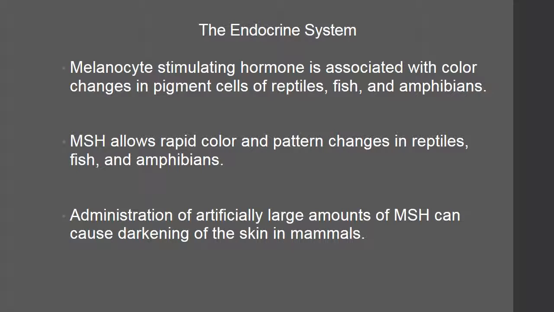Melanocyte stimulating hormone is associated with color changes in the pigment of reptiles, fish, and amphibians. And since most of our patients don't change colors that much, or produce really bright colors, you don't see bright red kittens with green fur patches or orange hair, it just doesn't happen. But in reptiles, fish, and amphibians, it plays a very major role. MSH allows rapid color and pattern changes in those species, and the administration of artificially large amounts of MSH will eventually cause darkening of the skin in mammals.